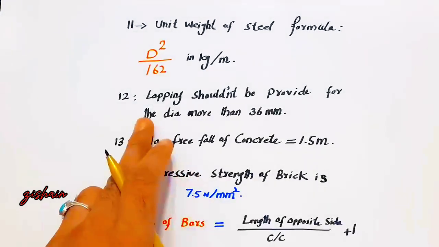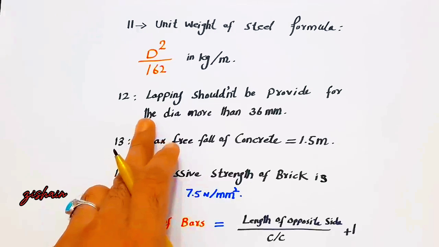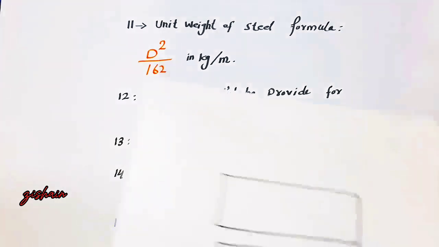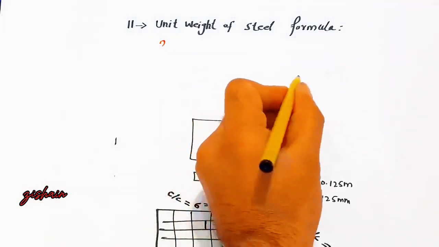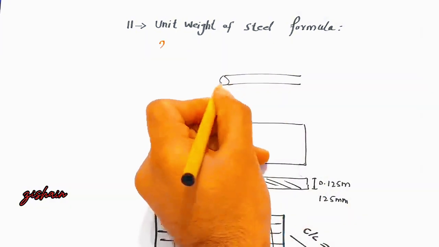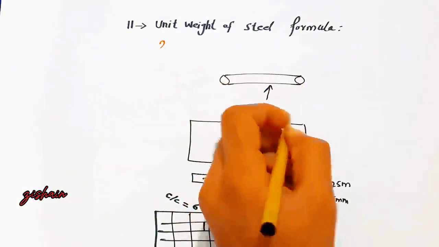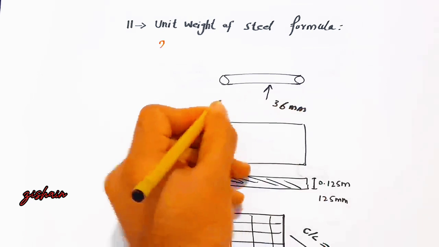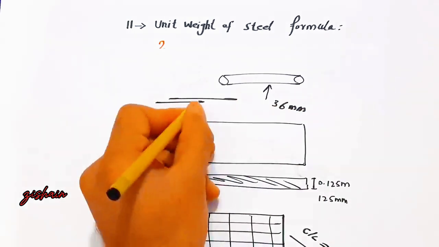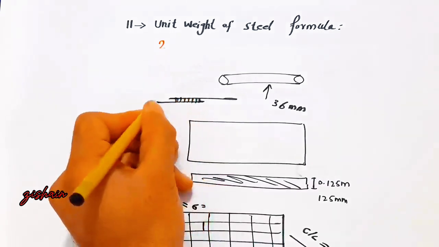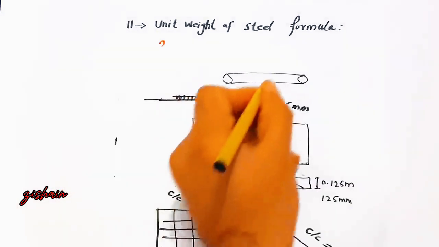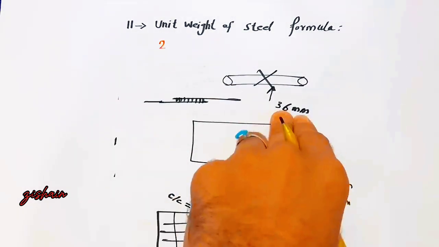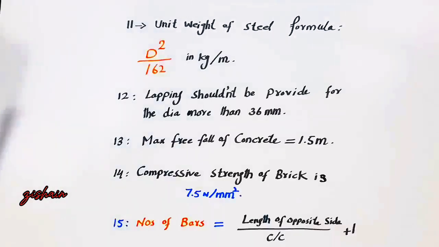Guys, the 12th one is lapping should not be provided for the dia more than 36 millimeter. For example, you can see this is a steel rod. If the dia is more than 36 millimeter, the lapping should not be provided. This is lapping, guys, you can see. Less than this you can use lapping. For this you can use the coupler method or any other one.